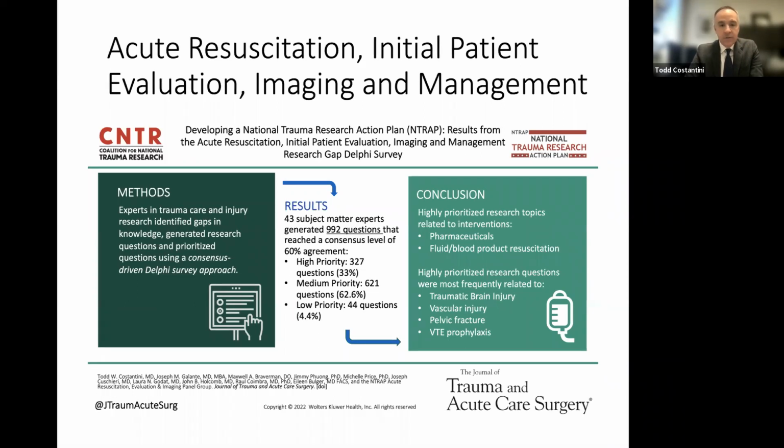And I think for more senior investigators as well, if you're writing a grant application, as we all know, the significance part of the beginning of the grant is key, right? And what better way to say the National Trauma Research Action Plan identified this topic as a high priority topic, and that's why I'm studying it.